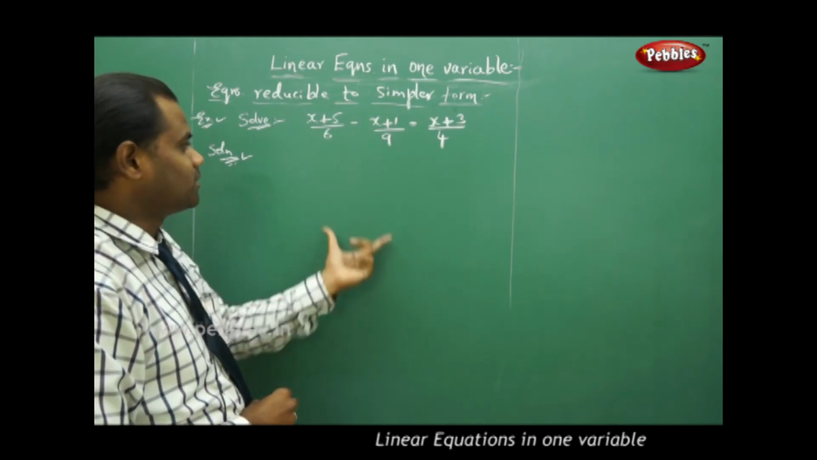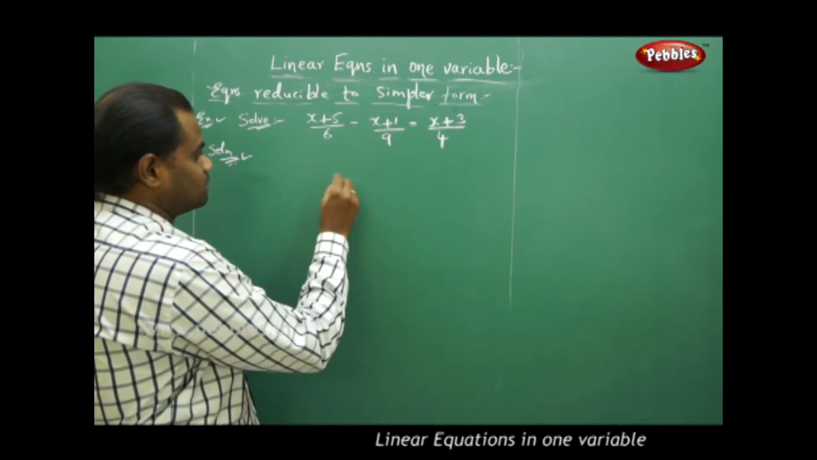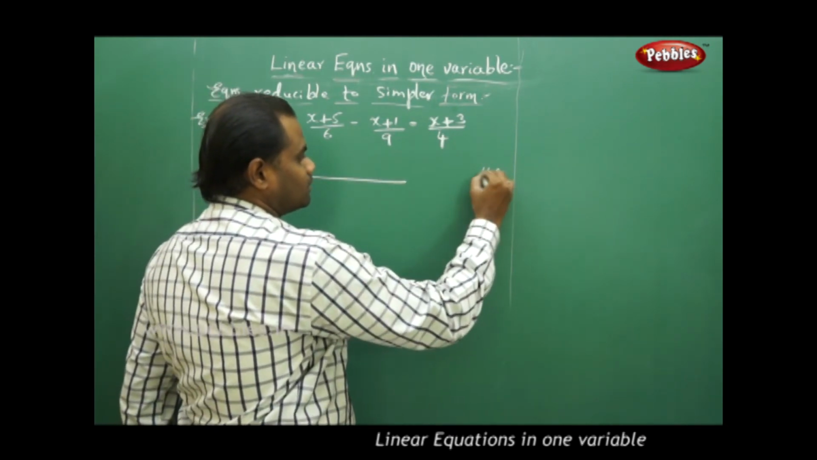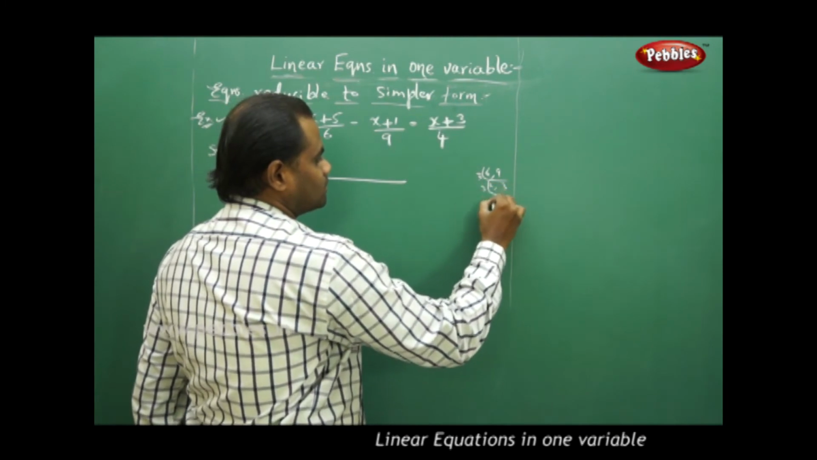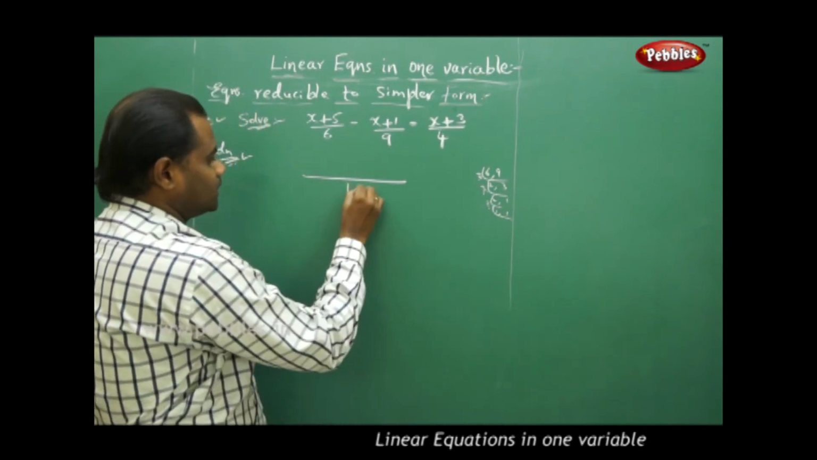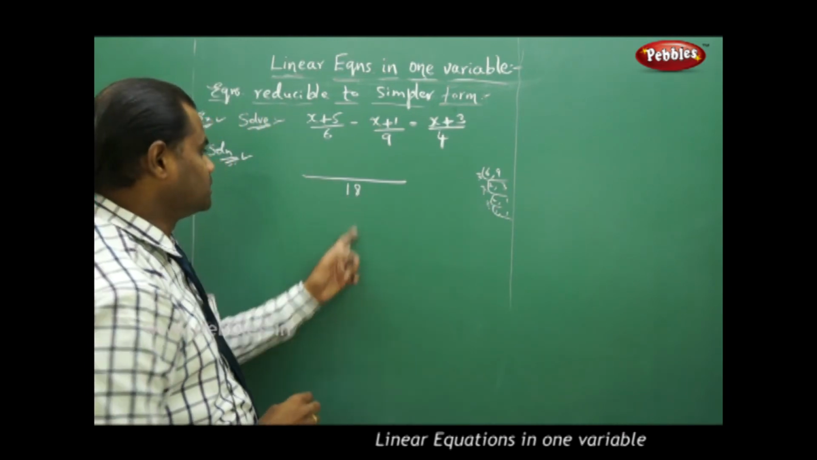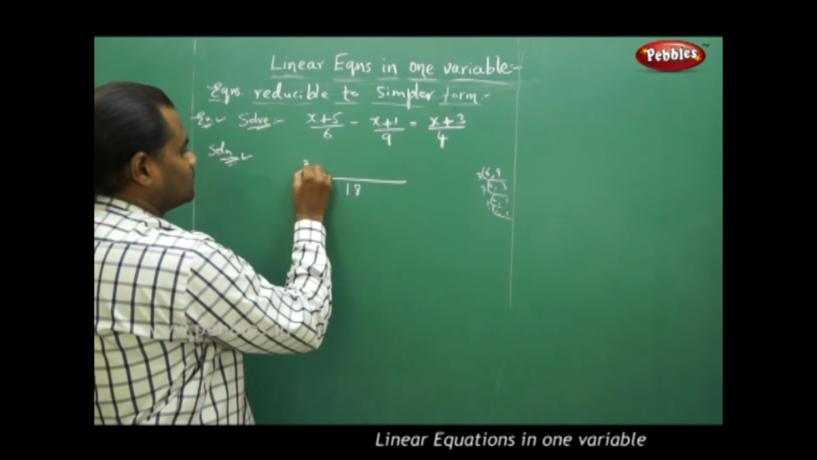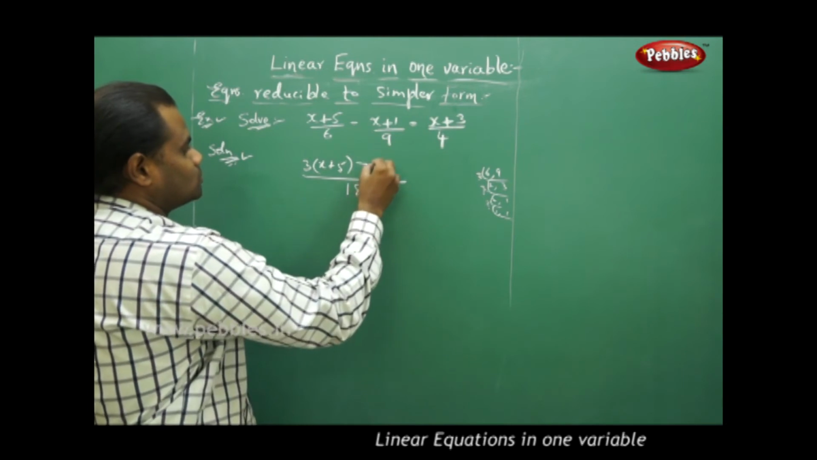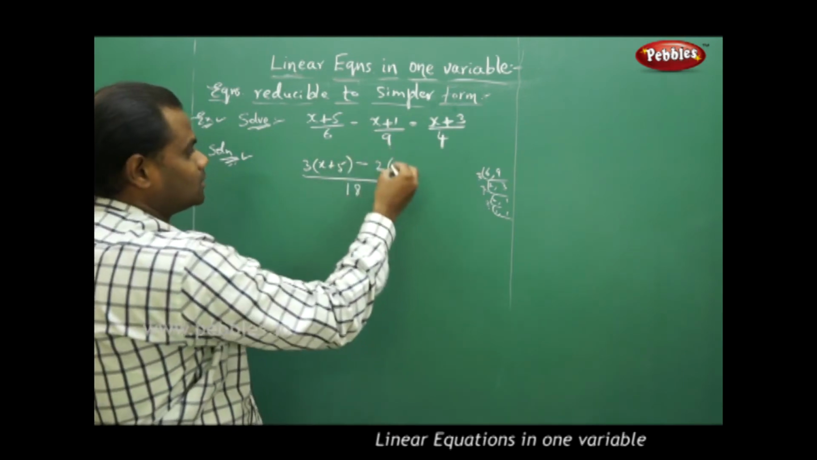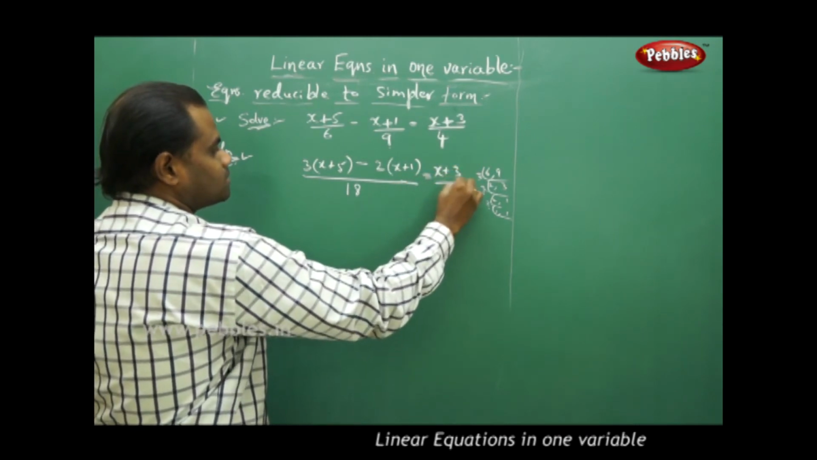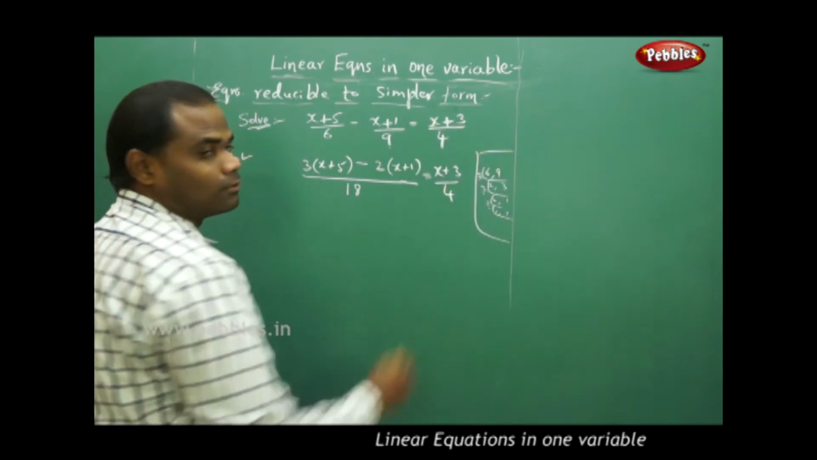So first let me simplify the left hand side with a step-by-step process. I take the LCM. Now I see that the LCM of 6 and 9, 3 times 2, 3 3s is 9, 9 2s is 18. So I identify the LCM of 6 and 9 to be 18. So that 6 times 3 would give me 3 times x plus 5 minus 2 times, because 9 2s is 18, 2 times x plus 1, which would equal x plus 3 by 4.